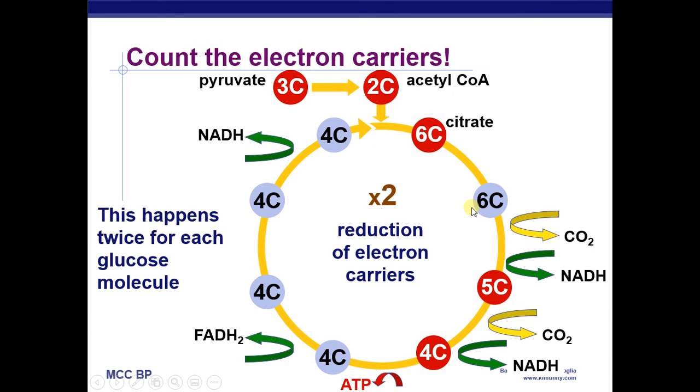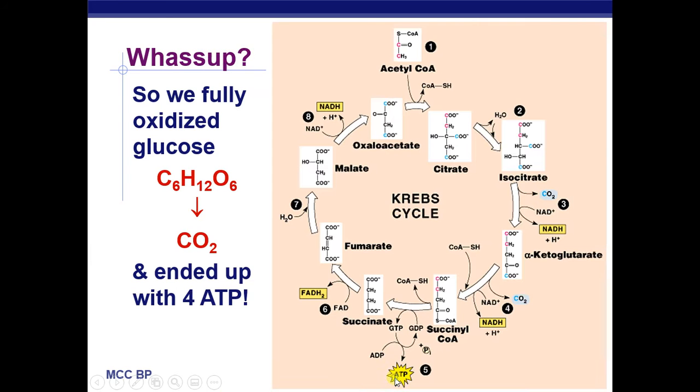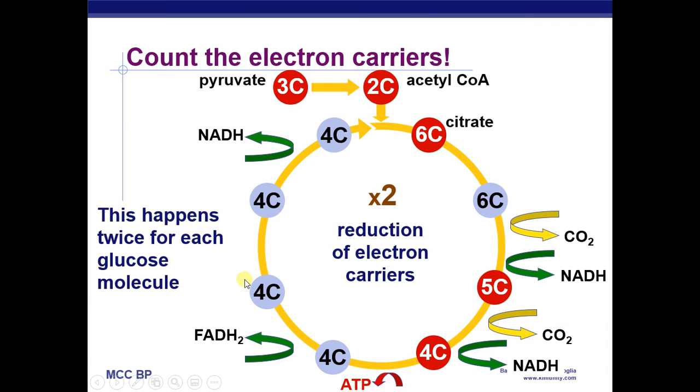Okay, so if we're thinking about in total what we make: 1, 2, but twice, 3, 4 molecules of carbon dioxide, 1, 2, 3, 4, 5, 6 molecules of NADH, 1, 2 molecules of FADH2, and 1, 2 molecules of ATP. So that's pretty good. That's a lot of energy that we're getting out of this substance in the Krebs cycle. That's why it's so important, right?